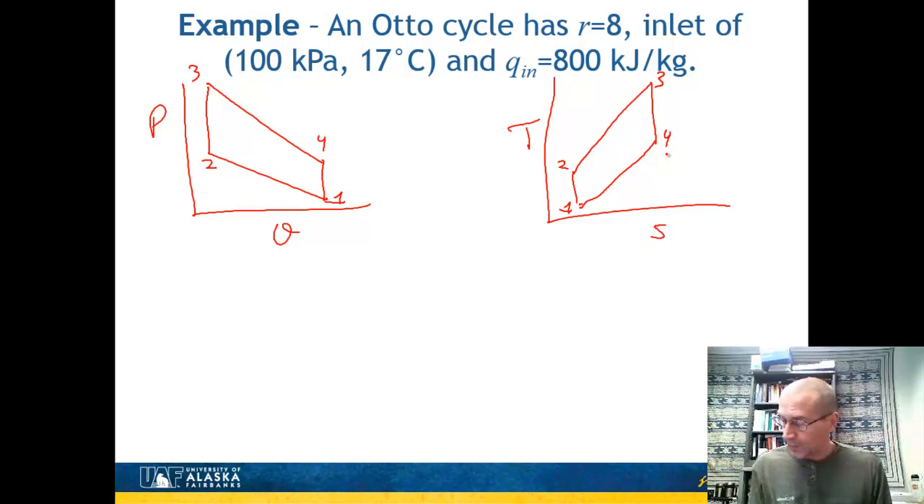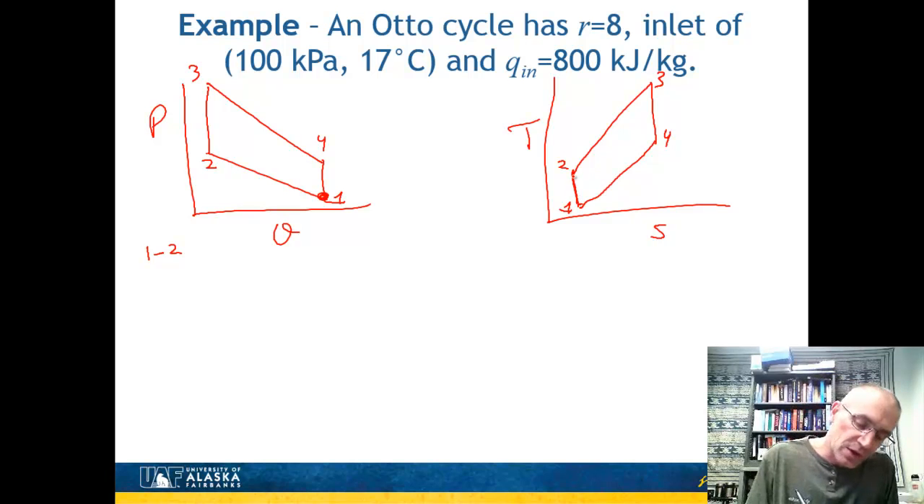All right. So first thing we're going to do is we know the initial conditions. This is point 1. That's the inlet to the engine. It's 100 kPa and 17 degrees Celsius. So we know point 1. And to solve these problems, we're just going to move through the cycle step by step. So we're going to go from point 1 to point 2. Remember, this is the isentropic compression.